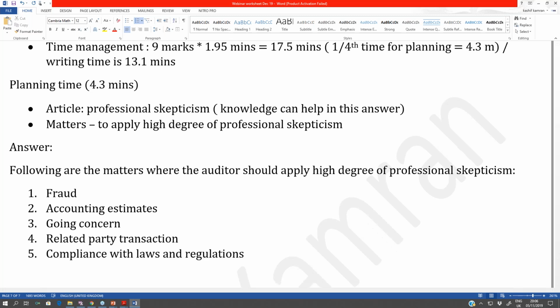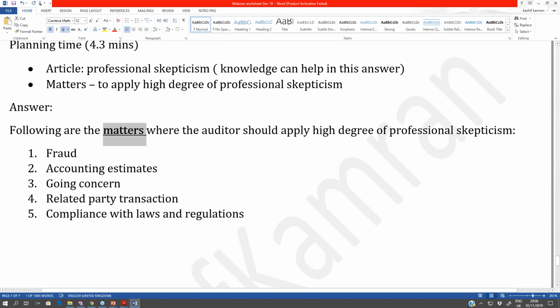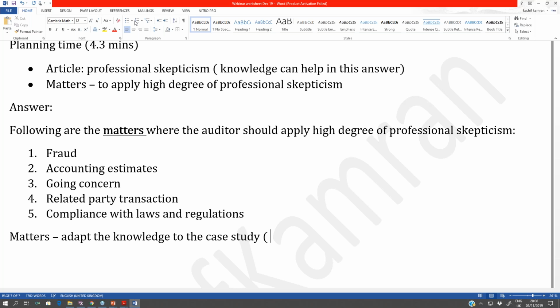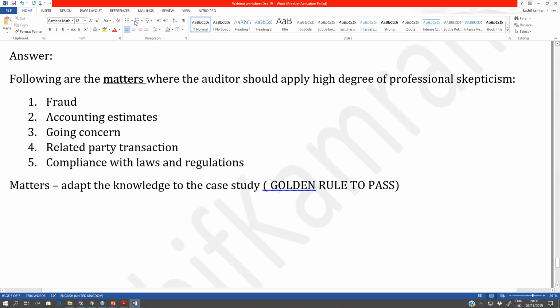Right? So the matters I wrote here were just the copy paste of the examiner answer. And when I need to write the matters, I need to adapt the knowledge. I need to adapt the knowledge to the case study. Do you all believe this is the golden rule of thumb, to adapt the knowledge to the case study? Is this the golden rule to pass the P7 paper? And how many times do students not do this? The student just tries to copy paste the knowledge onto the answer script, right? Rather, the student fails to adapt. Adapt means to change the knowledge in the context of the case study. And this is very, very important.